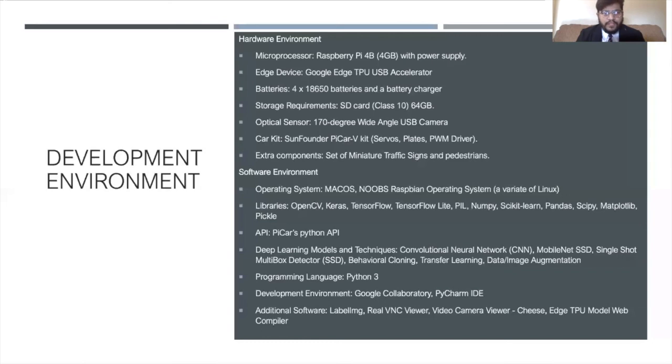Then other applications: LabelImg was used for annotating the data. VNC Viewer is the application used for remote viewing. A camera app, Cheese, was used to check if the camera was successfully installed. And then the Edge TPU model web compiler was used to convert the pre-trained model into a specific quantized format for the Edge TPU.